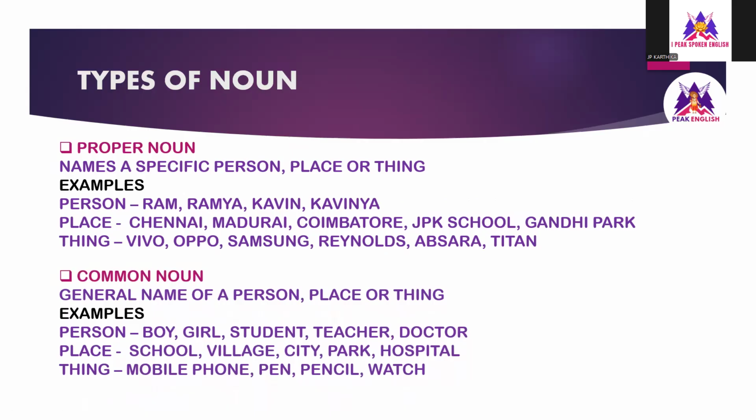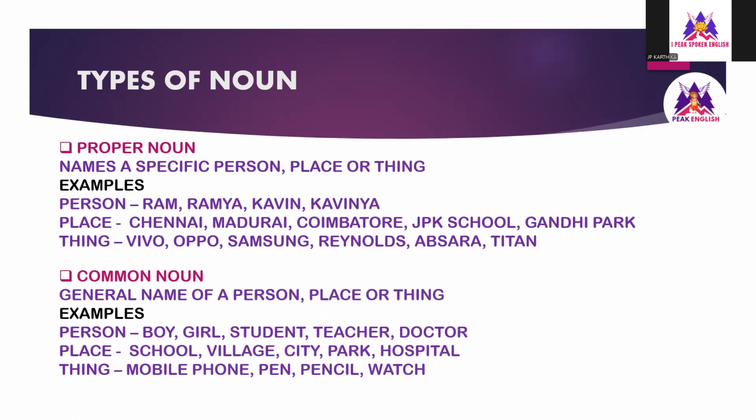For example, boy. See, Ram is also a boy. Kavin is also a boy. Raju is also a boy. Ramesh is also a boy. Suresh is also a boy. Right? So Ram, Raj, Kavin, these are all proper nouns. And here, boy is the common word given to others. So boy is a common noun.